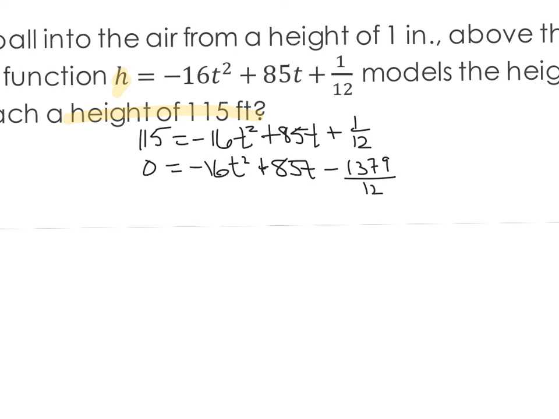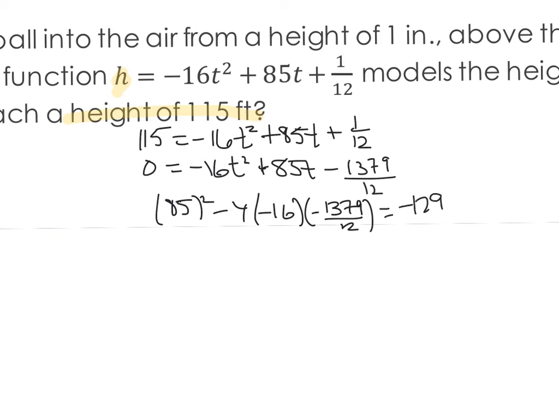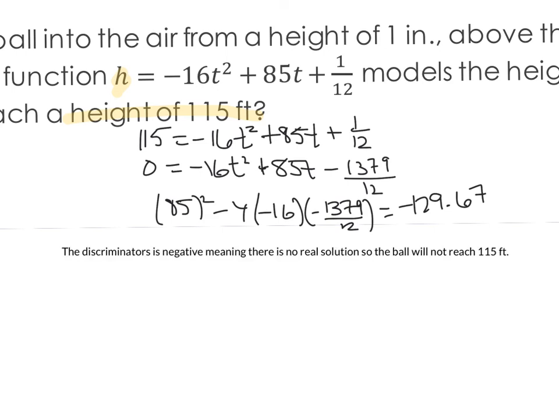Okay, so when we do the discriminant, notice we'll have 85 squared minus 4 times negative 16 times negative 1379 over 12. And this does give us, when I use a calculator, negative 129.67. Well, if our discriminant is negative, what does that mean? Remember, it means no real solution. Okay, so because the discriminant is negative, the discriminant is negative, meaning there is no real solution, so the ball will not reach a height of 115 feet.